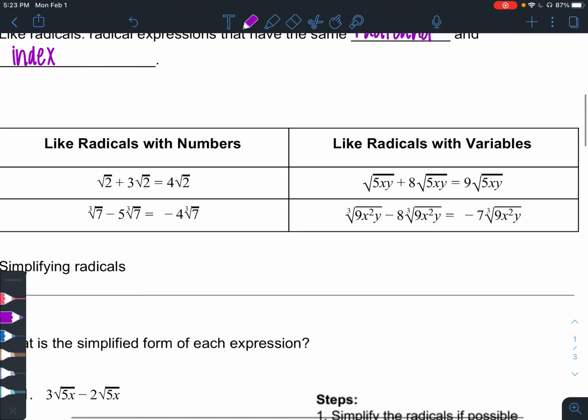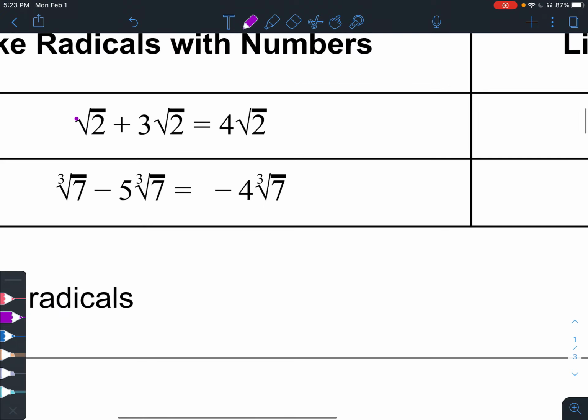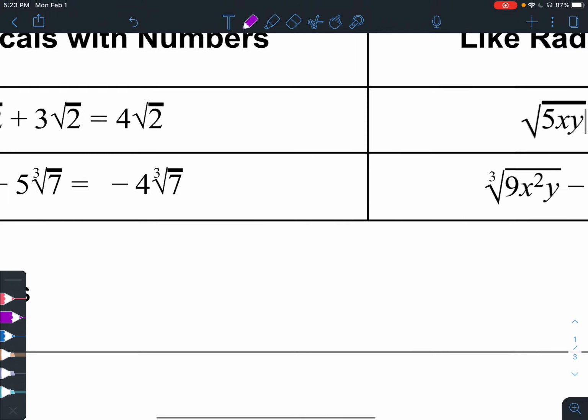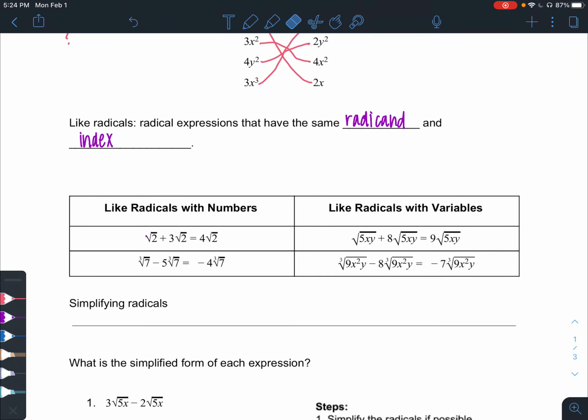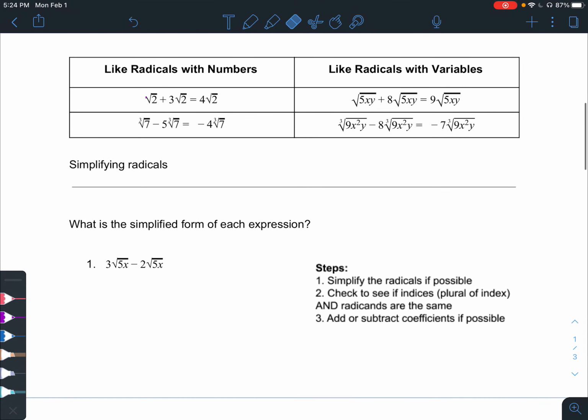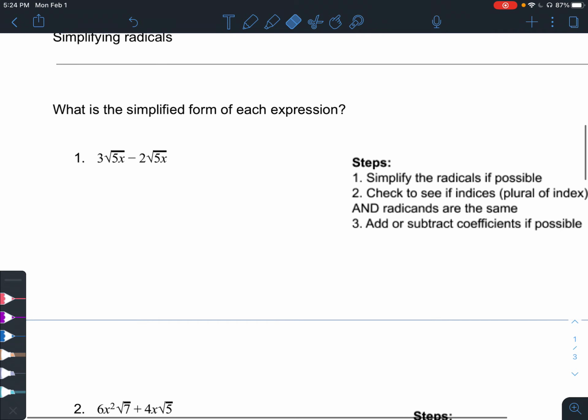Okay, so we've got like radicals with just numbers. So the 2's, those are our radicands, are the same. And notice that they don't change. And we also have the same root of 3, same radicand of 7. Here, 5xy and 5xy, same radicand, invisible 2's on both of these. Same index, 9x squared y and 9x squared y. So that is how we can add radicals that are alike.